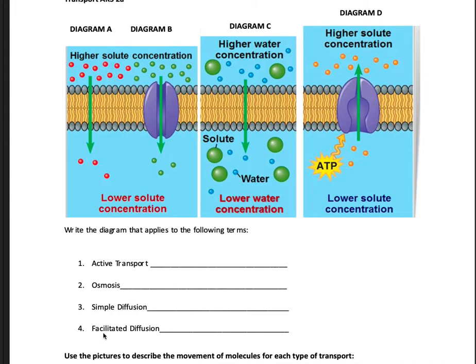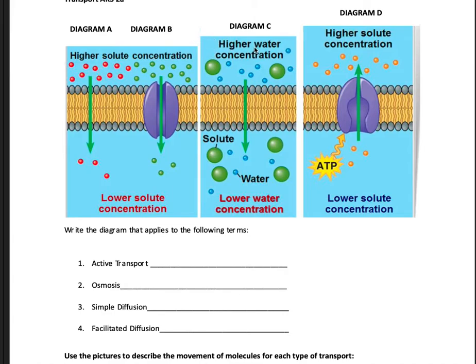Diagram B is showing you facilitated diffusion because you don't need energy to move those particles, again, from high concentration to low concentration. But what is different is you have this protein channel or an integral protein that facilitates or helps to move some of those materials through. These are both types of passive transport, again, because they're moving from high concentration to low concentration. It's also said that they move with the concentration gradient. They move down that slope.